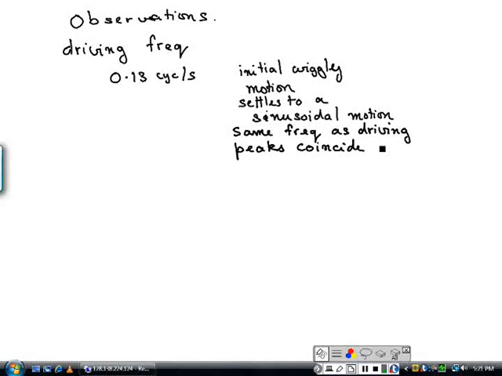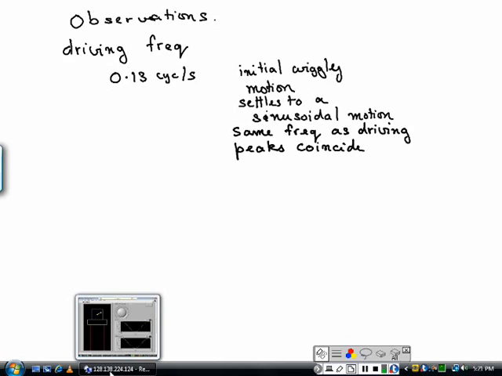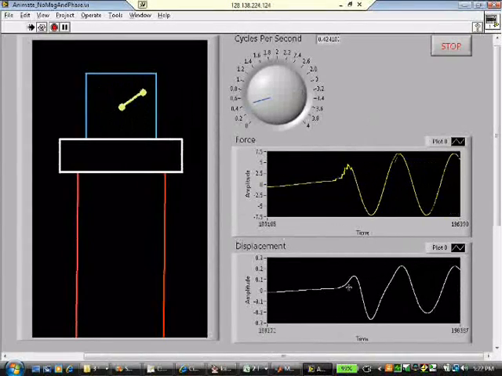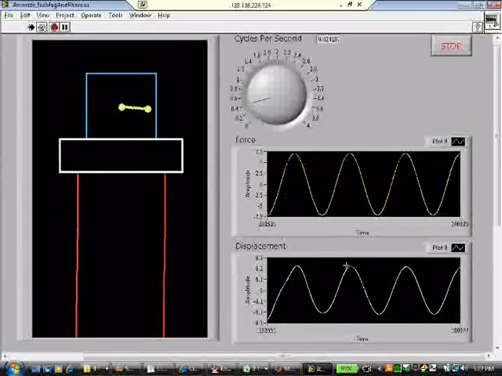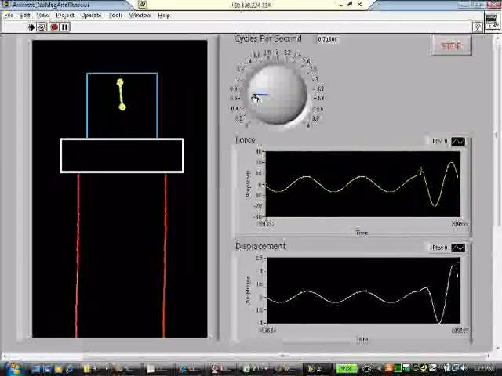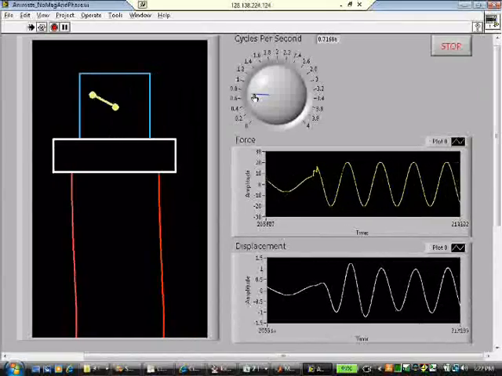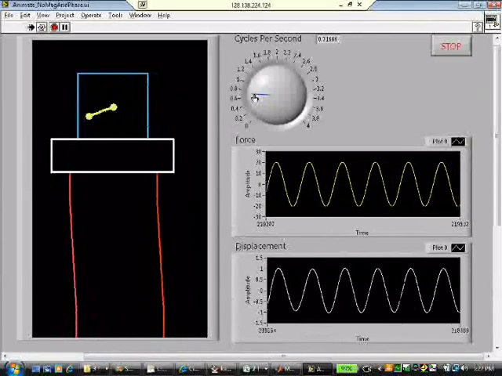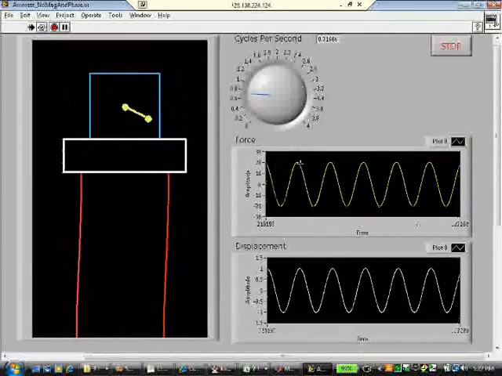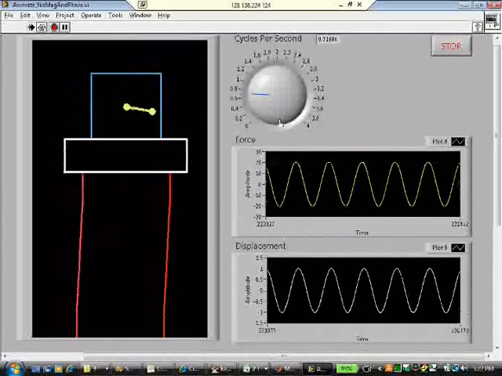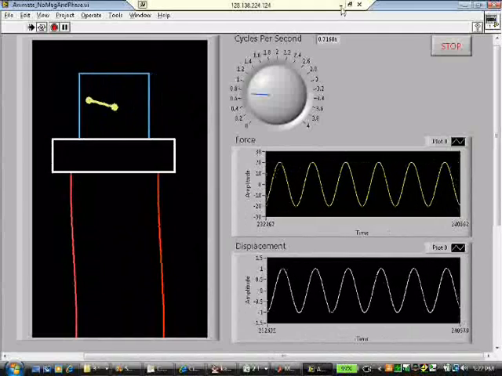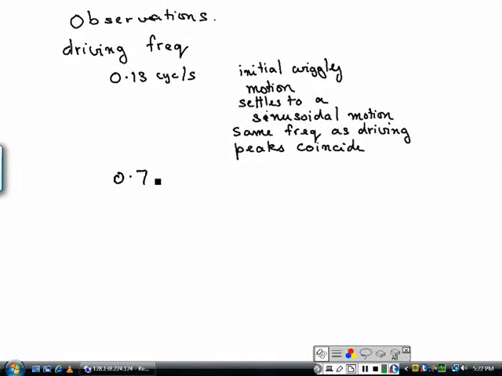Sorry, I'm switching back and forth between these things, but let's go back and increase the driving frequency a little bit more. Again you see some wiggly stuff, but then it settles down to a sinusoid. Let's increase it further. Again there's some wiggly stuff, and it settles down to a sinusoid with the same frequency as the driving force. But now you see that this peak happens a little bit later than this peak. So at about 0.7 cycles per second.